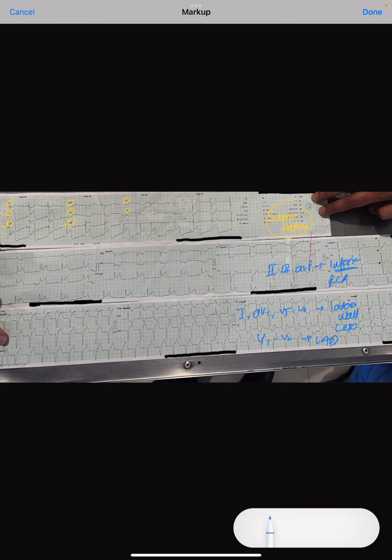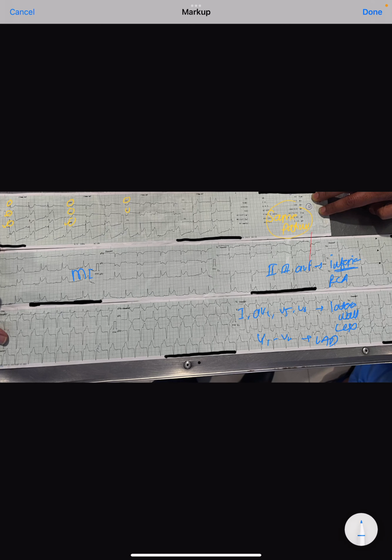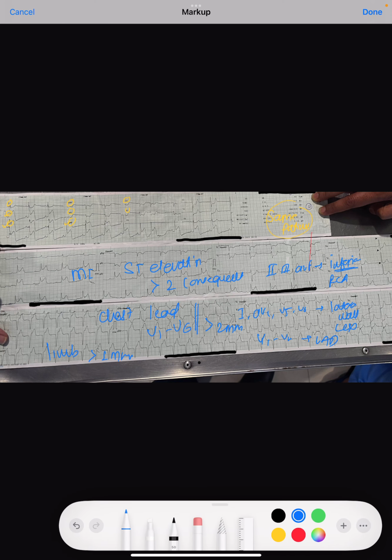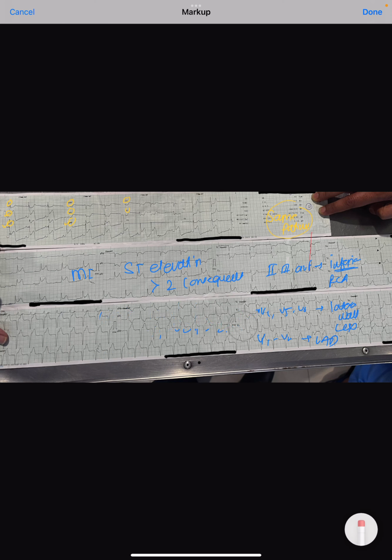Now we must know, to call it a heart attack or MI, the patient must have ST elevation in more than two consecutive leads. If it is chest leads, meaning lead V1 to V6, and limb leads, meaning the other six leads. In chest leads it has to be more than 2 mm. In limb leads it has to be at least more than 1 mm. So these are basically the criteria to call it STEMI, ST elevation MI.